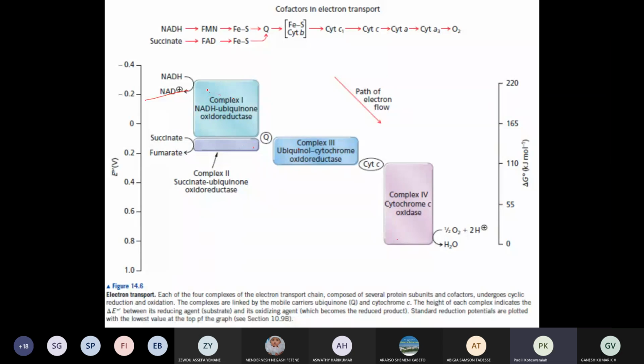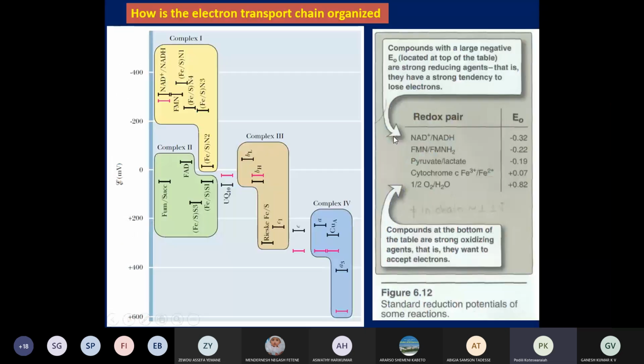So the more negative the complex, the more easily it can lose the electron, and the more positive the complex, the more easily it can gain the electron. That facilitates the unidirectional electron transfer in the electron transport chain. You can see again here, this is complex 1 and this is complex 2, 3, and 4. Complex 1 is more negative and complex 4 is more positive. That's why the electron is transferred from complex 1 to complex 4.